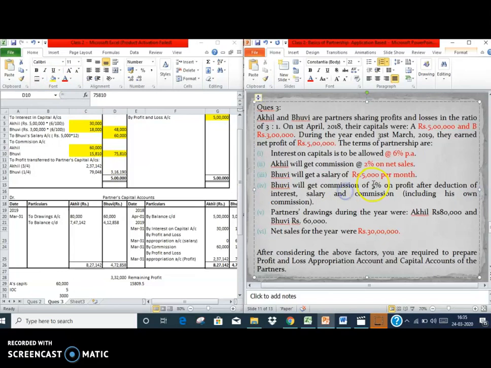75,810. So it's very important for you to understand that if it is after, then you will add rate works commission. If it is before, then you will do the normal calculation.